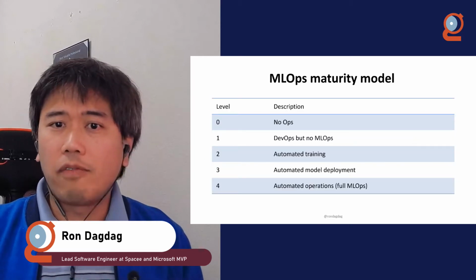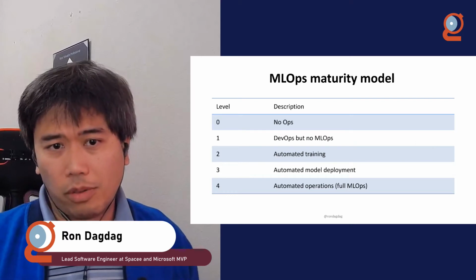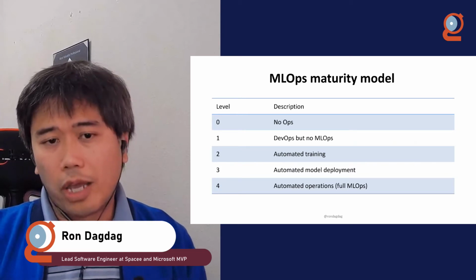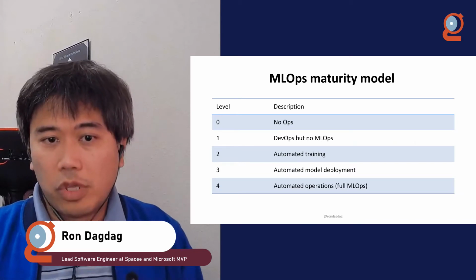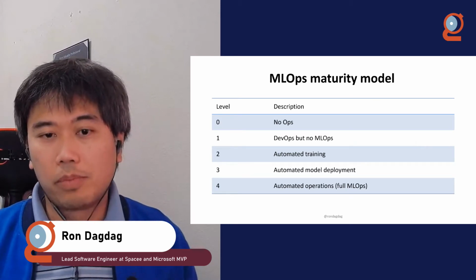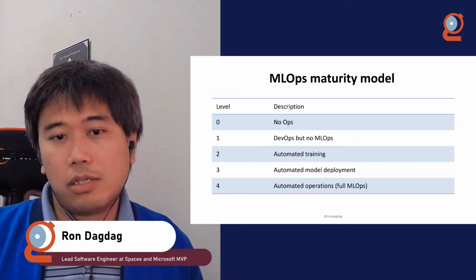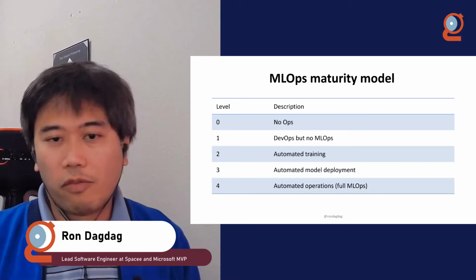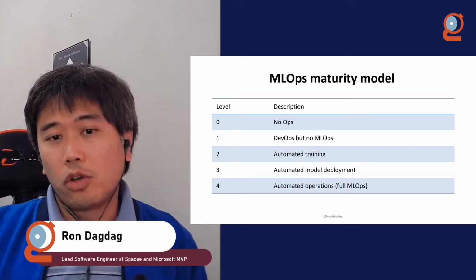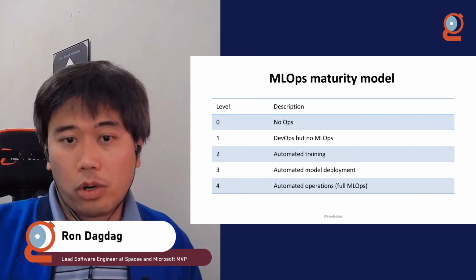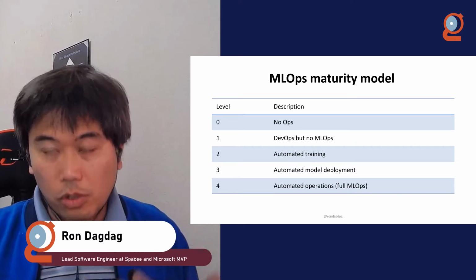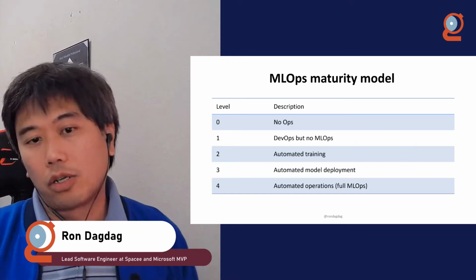So MLOps has its own maturity model. Of course, level 0, you have no ops, especially in your IoT devices. Level 1 is when you start thinking about DevOps, but no MLOps. You can deploy new code to these devices, or have firmware updates. And then you have your automated training, where you can start collecting data from your devices, and feed your training models to your training pipeline, and then create a new model.